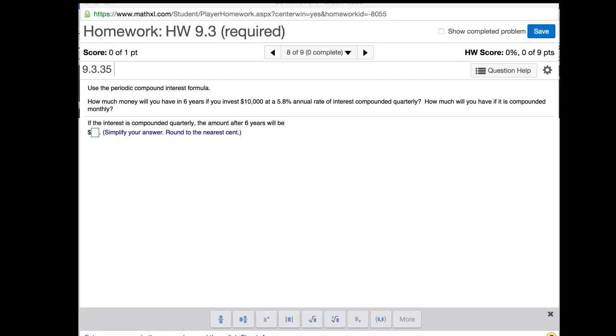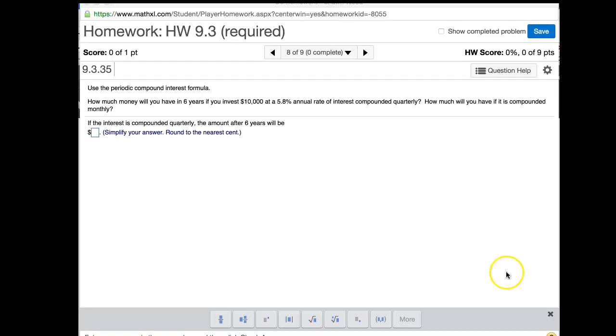And my recommendation is don't do any rounding at all. Keep the values that your calculator is calculating in your calculator. Use those values that are stored in your calculator, and don't try to round them and type them in by hand. So here's the question. How much money will you have in 6 years if you invest $10,000 at 5.8% interest compounded quarterly?